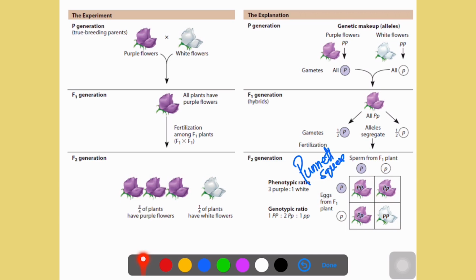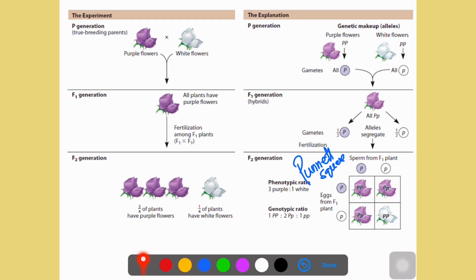So when we make a cross between these two F1 plants, there is a chance that this particular sperm will fertilize this particular egg, and the resulting zygote will be with two capital P's. And when this particular sperm fertilizes this particular egg, the resulting zygote will be with a capital P and a small p. So the same goes for the rest of the boxes. So you should fill it up like this.